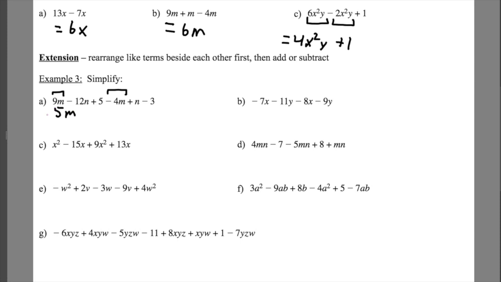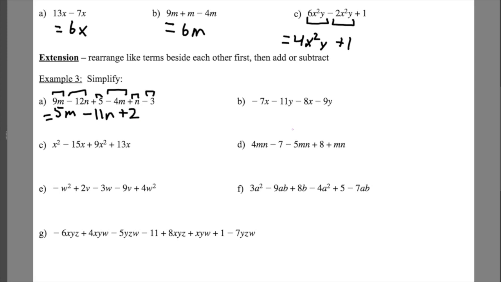And then we'll do n next. So we're going to take the operation next to the 12, so it's going to be negative 12n. And then we're going to add it with the n over here, taking the left side operation, which is plus. So we're going to get negative 11n. And then we're going to take the 5 and the 3. Again, take the operation to the left. So we should just get plus 2 as 5 minus 3.